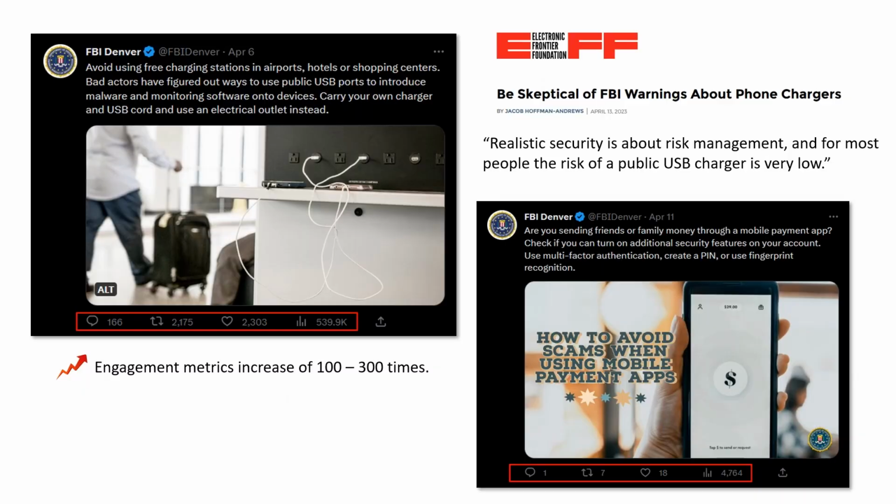Content. That's why I put these two tweets from the Denver FBI's office side by side, both from this month. The one on the right shows their typical engagement for a tweet of theirs, but the one about juice jacking gets hundreds of times more likes, retweets, and impressions. That's quite a difference. So I think they put it out there not necessarily because it's a relevant risk.